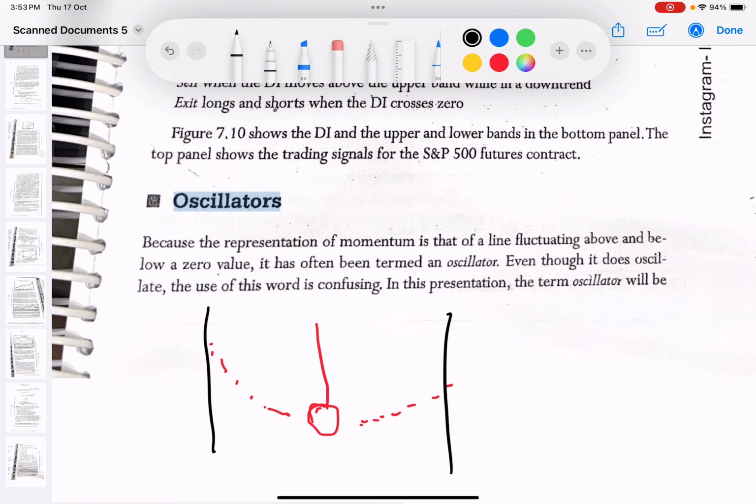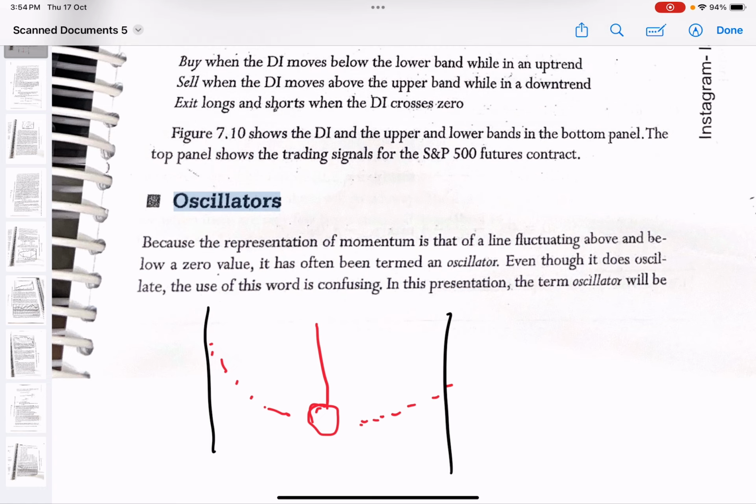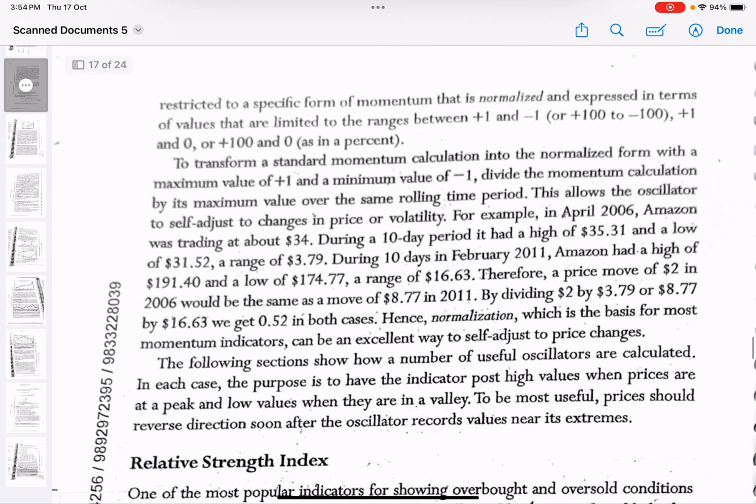Because the representation of momentum is that of a line fluctuating above and below a zero value, it has often been termed an oscillator. Even though it does oscillate, the use of the word is confusing. In this presentation, the term oscillator will be restricted to a specific form of momentum that is normalized and expressed in terms of values that are limited to a range. So that's what I told you, there is going to be a fixed range between which the price can move. For example, between plus 1 and minus 1, or plus 100 and minus 100, or 1 and 0, or 100 and 0, as in a percent. So you have a fixed range between which the momentum is going to move.